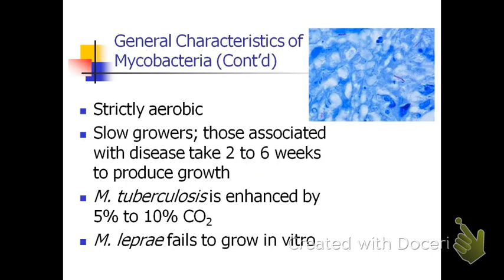They are said to be slow growers. The majority of these pathogenic organisms are slow growers. Those associated with diseases would take about 2 to 6 weeks.